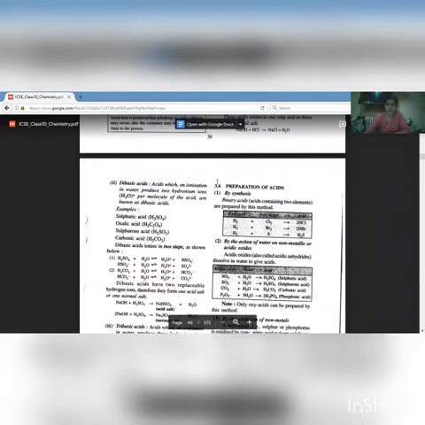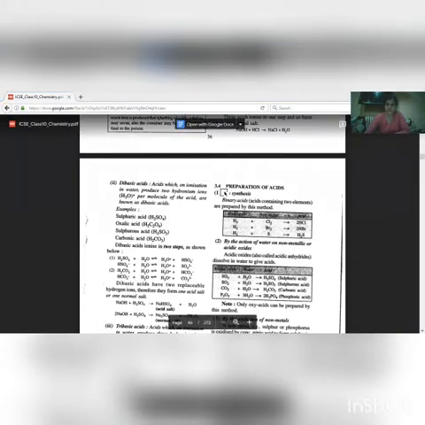Now we are proceeding to the preparation of acids. First is the synthesis. It means that a direct combination or reaction is going on. Hydrogen reacts with chlorine in the first reaction. In the second reaction, bromine. In the third reaction, sulfur. Forming HCl, HBr and H2S. Directly there is a formation of acid.